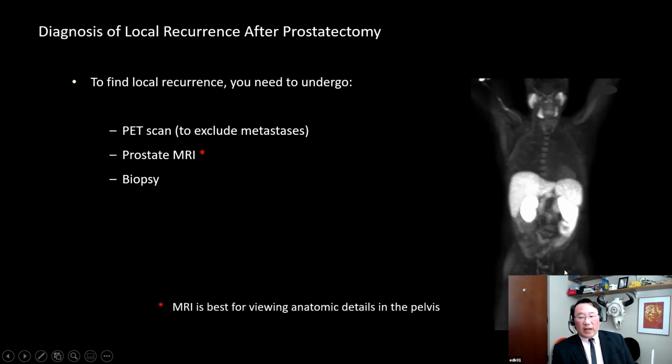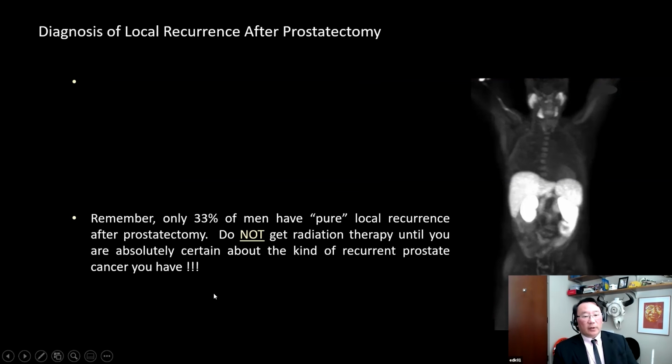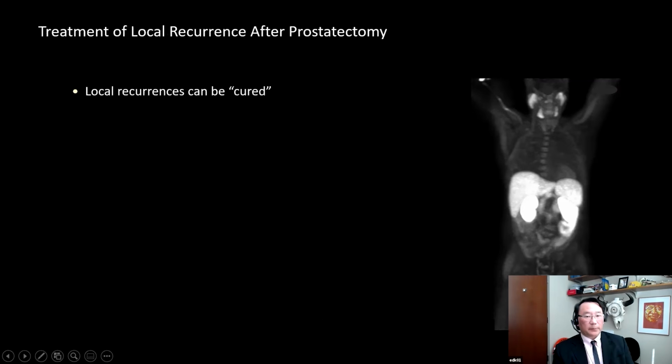For looking inside the pelvis behind the bladder, MRI is the best for viewing anatomic details in the pelvis. And remember, only 33% of patients have pure local recurrence after prostatectomy. What this means is you should not get radiation therapy until you are absolutely certain about the kind of recurrent prostate cancer you have. You want to confirm that you're one of the 33% of men who have disease only in the pelvis at the surgical site.